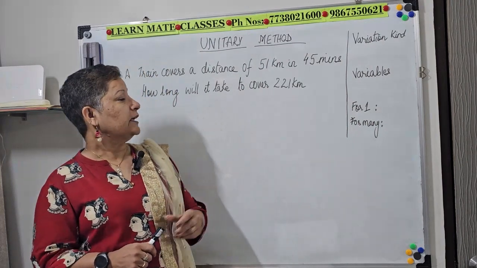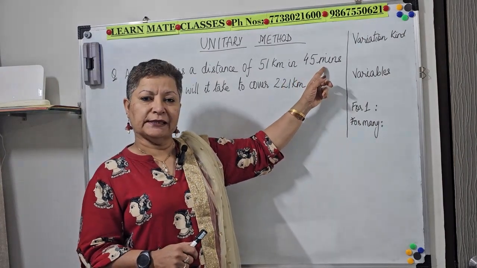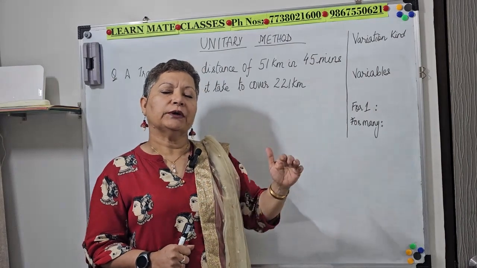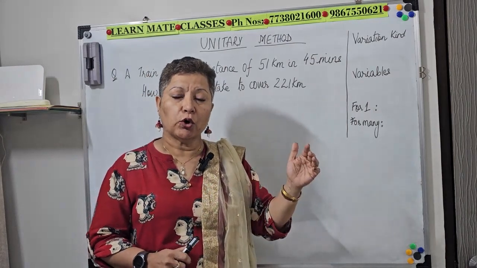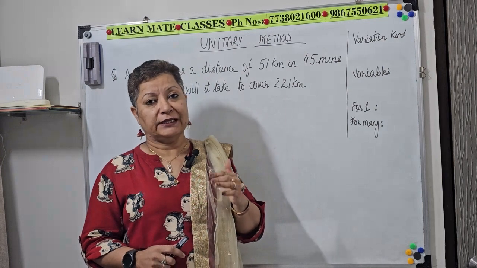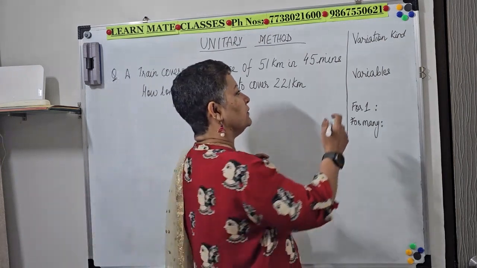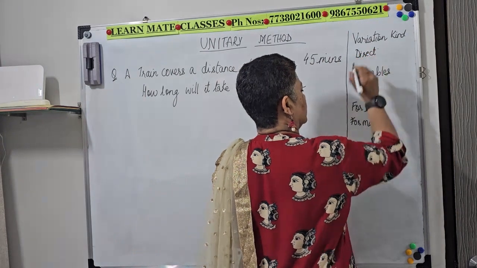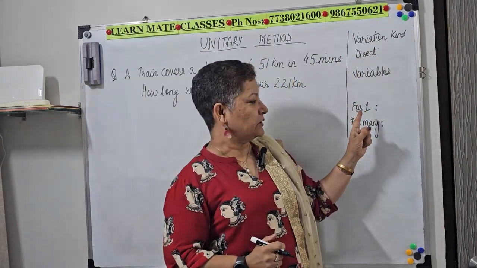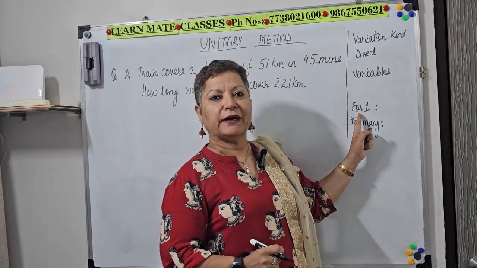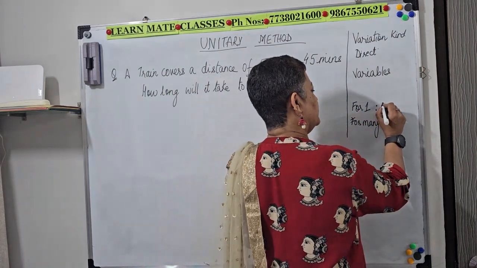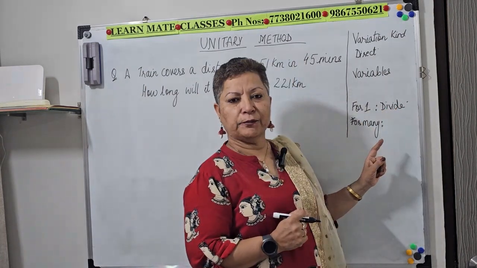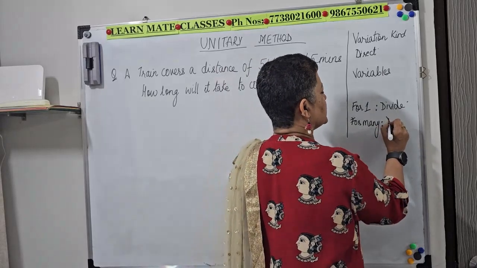So let me see, if I increase the number of minutes, if it runs for more minutes, what do you think? The distance covered will be more or will it be less? Obviously, it will be more. So it is a case of direct variation. In indirect variation, what did we say? For finding out the value of 1, we need to divide, and for many we need to multiply. So we'll keep this in mind.